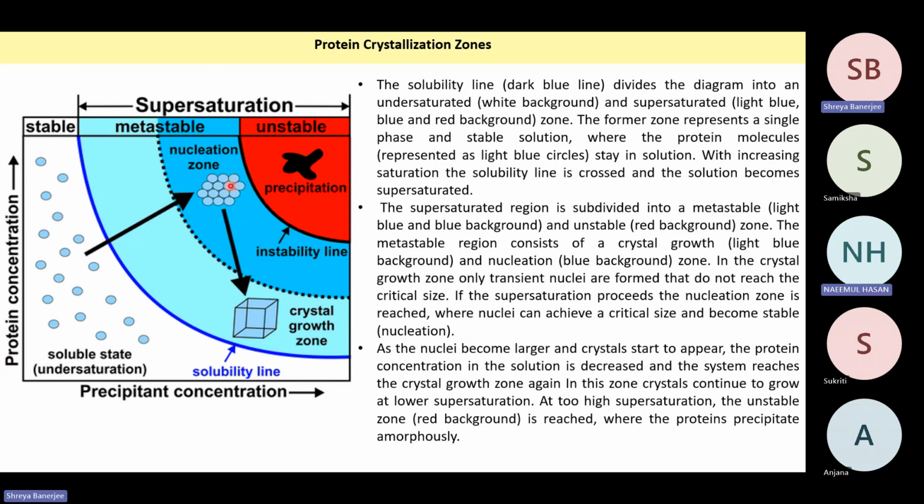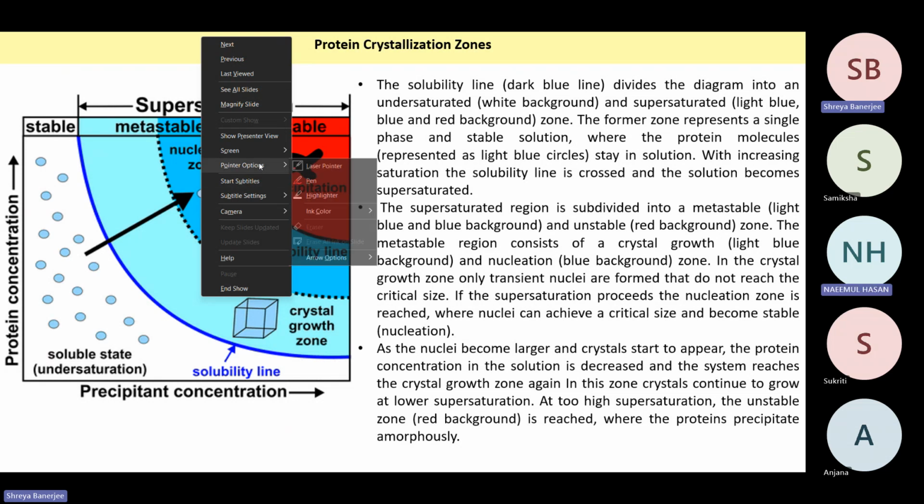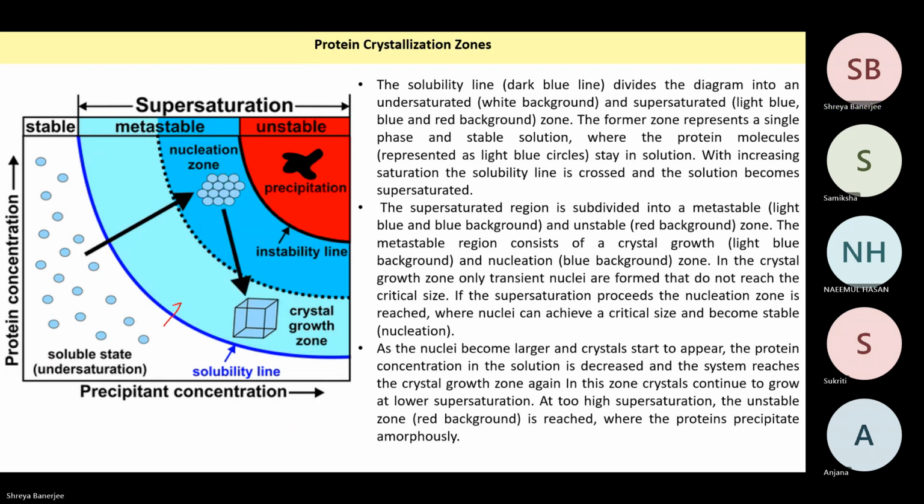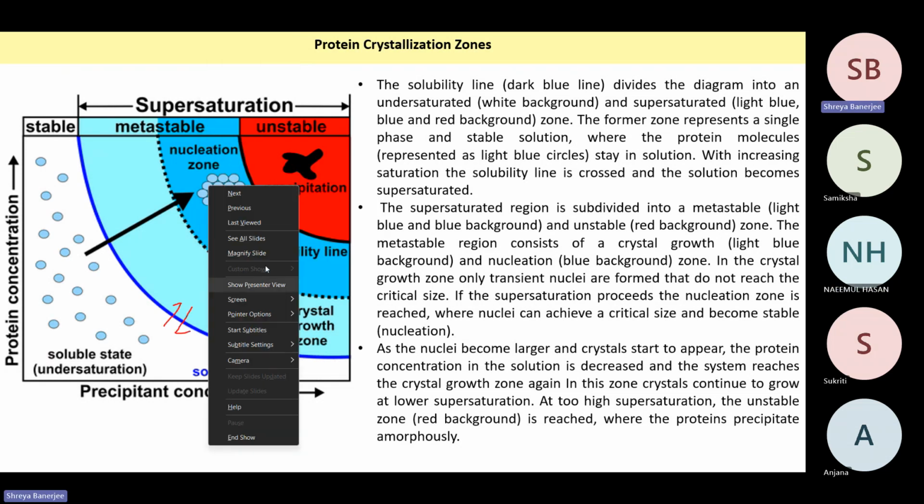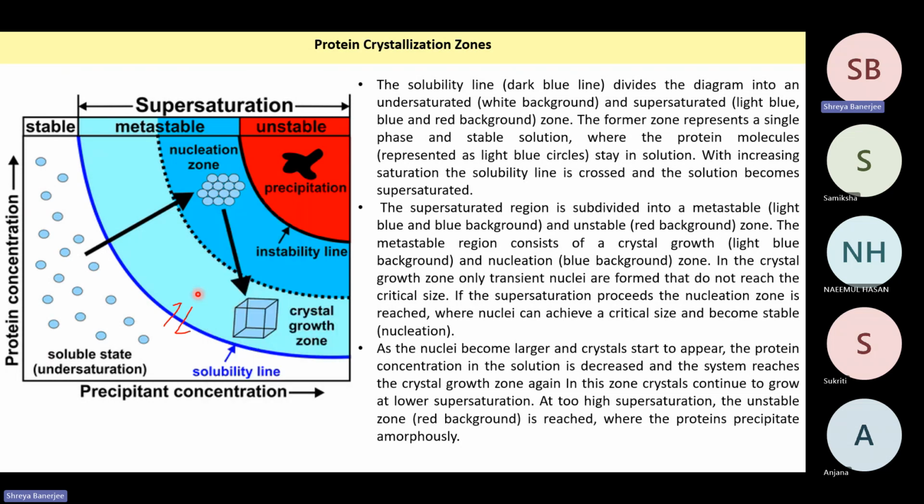That is what happens in the nucleation zone: the seed crystal or first crystal starts to form, and then immediately, as the nucleation happens, the crystal will begin to grow. In the crystal growth zone, that is this light blue region, only transient nuclei are formed that do not reach the critical size. So in the crystal growth zone, there is a kind of equilibrium happening.